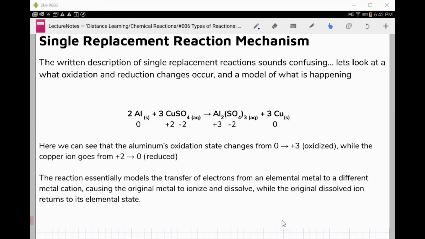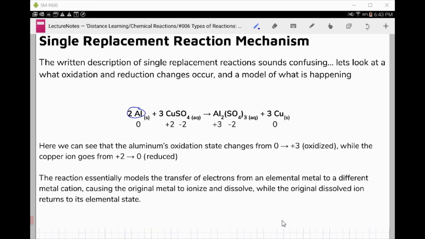Like I said before, this is a redox reaction. We do have a transfer of electrons here. It'll help explain a little bit about what's going on behind the scenes in the mechanism of this, and we'll look at a model of it in a moment to help clarify it even further. But if we look at the oxidation states of these, we know that all of our initial elements have a neutral oxidation state of 0.